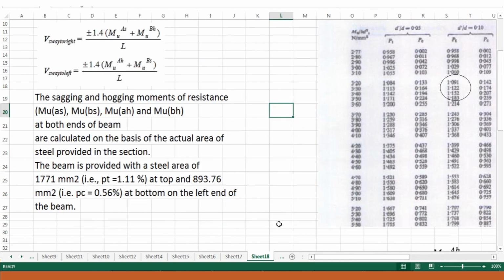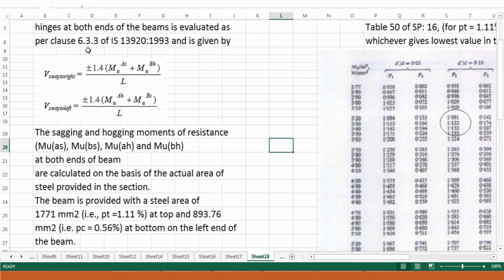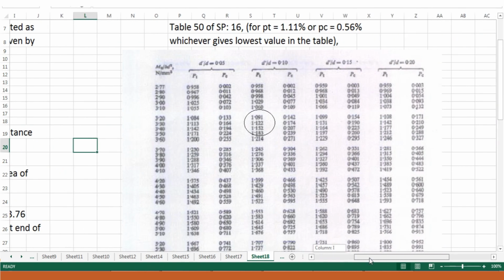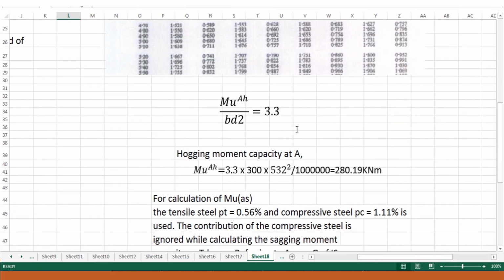Now, what is the purpose of V being a factor of the moments at the two ends? The reason is that at the two ends there are different moments when the sway is happening towards one end, and there are different moments when the sway is acting towards the other end, and it depends actually on the actual area of the steel that's provided, not on the area that's to be provided. So it's the actual real area of the steel that's provided. Thereby Mu by bd square is 3.3.